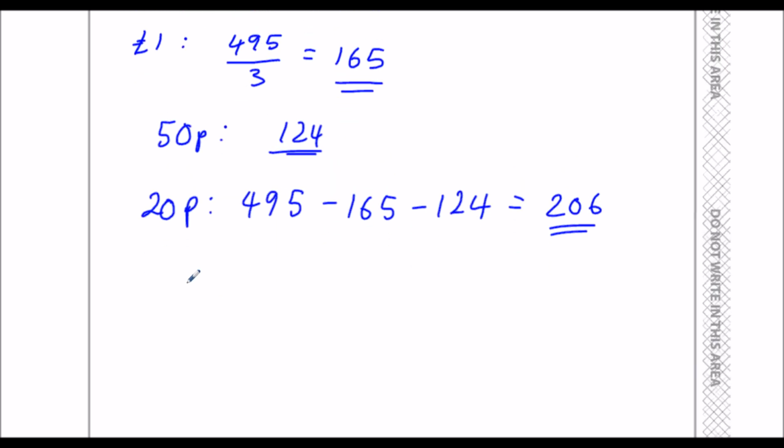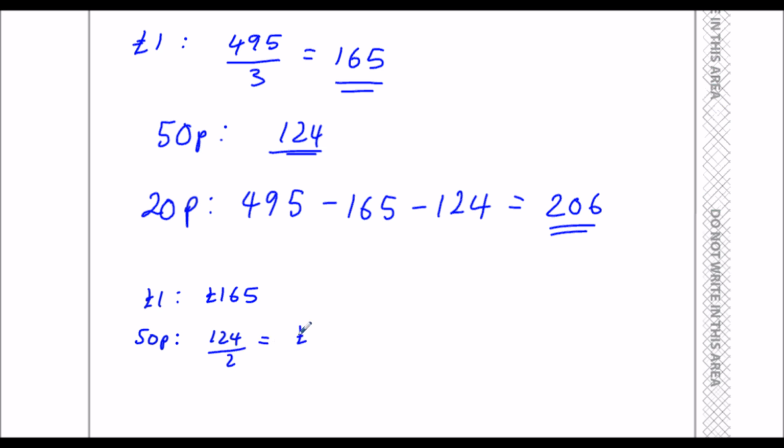So for £1 coins, that should be pretty easy. £1, we've got £1 times 165, 165 pounds. 50p's, we've got 124 50p's, and well, we could either say 2 50p's make a pound and half it, or we could times it by 0.5. Either one of those, absolutely fine. I'm just going to half it.